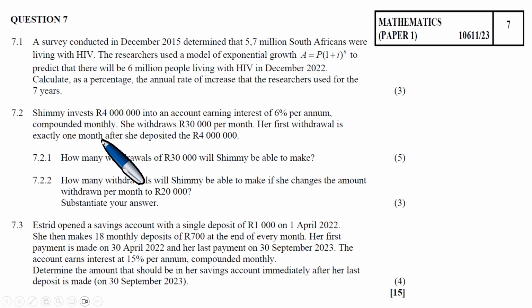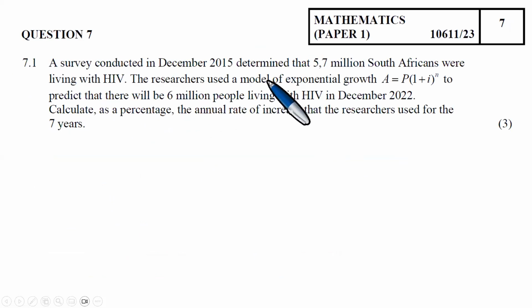The next question is about financial math, the math of finance: compound interest and annuity calculations. I know these are pretty straightforward, but we'll quickly run through a couple of examples that came in this year's preliminary paper. A survey conducted in December 2015 determined that 5.7 million South Africans were living with HIV. The researchers used the model of exponential growth A equals P into 1 plus i to predict that there will be 6 million people living with HIV in 2022. Calculate as a percentage the annual rate of increase that the researchers used for the 7 years.